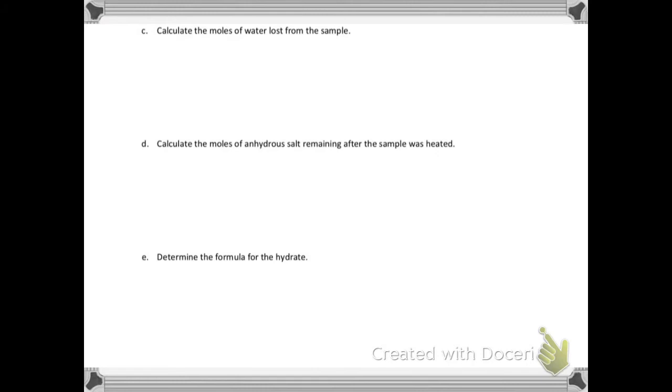So next, we need to calculate the number of moles of water that were lost. Well, that's easy because we already know how many grams were lost. So after dividing by the molar mass of water, I can see I have 0.019 moles of water in that original hydrate sample. Next, we need to calculate the moles of the anhydrous salt that remain.